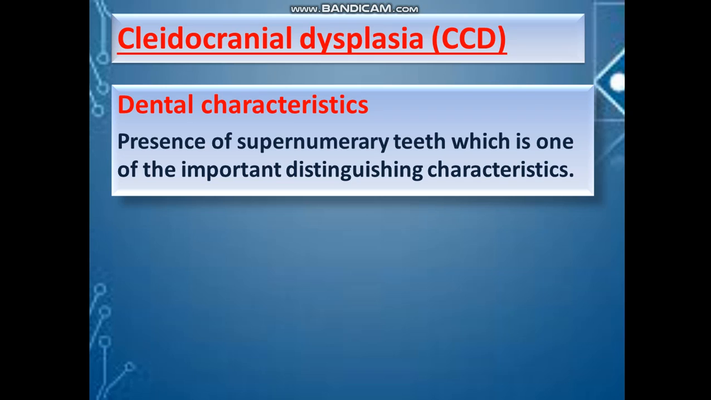Presence of supernumerary teeth is one of the important distinguishing characteristics. Some children may have only a few supernumerary teeth in the anterior region of the mouth, while others may have a large number of extra teeth in the mouth.